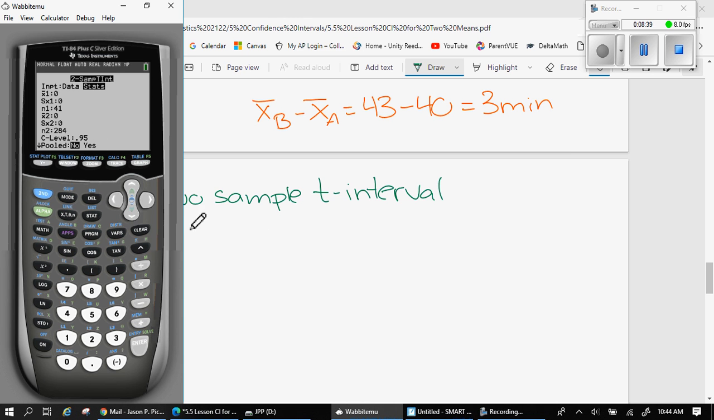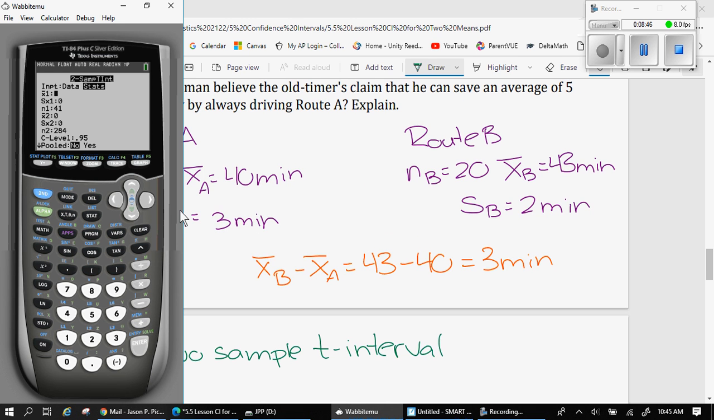I'm going to do B minus A so that I get a positive answer. If you do A minus B, you'll get a negative answer, but that won't be wrong. You just have to interpret it correctly. So I'm going to tell it my information for route B and then route A. Tell it your confidence level. It's going to ask you this thing, pooled, yes or no. Don't worry about it. Just click no. Don't worry about what that means. Just click no for now. And we get our interval.